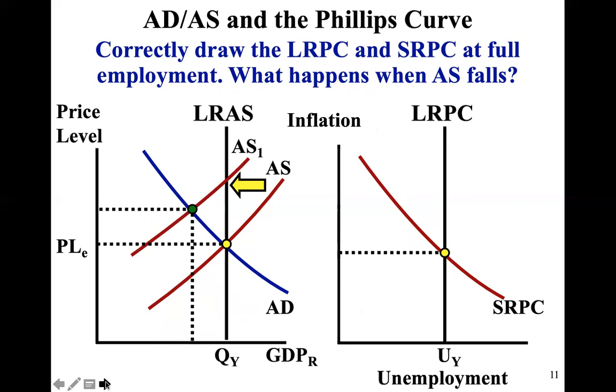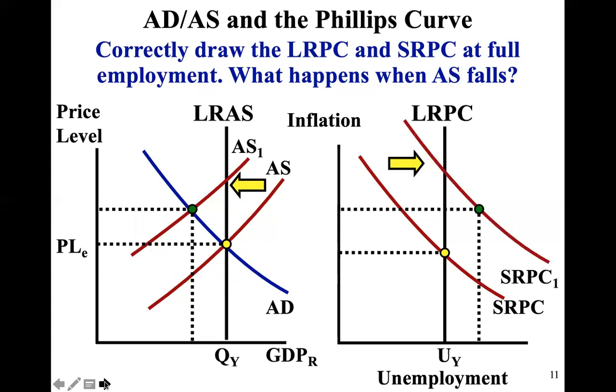However, because the AS moved, unemployment's going to increase and the price level is going to increase. This is stagflation. So what's going to happen over here? Well, because unemployment increased and inflation increased, the short run Phillips curve is going to shift to the right, okay, to get us to that green dot, which is a special kind of recessionary gap.